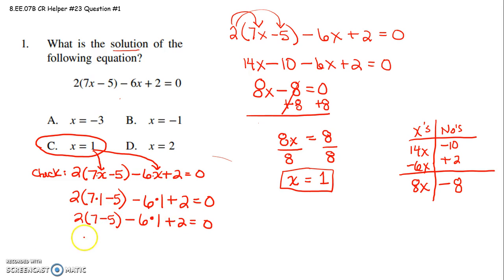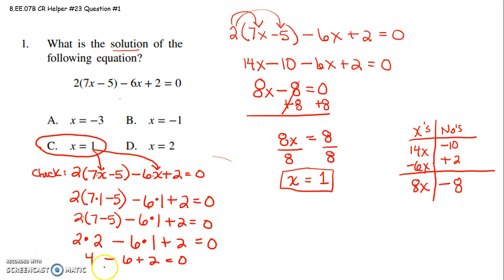Within parentheses, I continue to work. So it's 2 times 7 minus 5 is 2. Those parentheses tell me this operation is multiplication. So I have 2 times 2 minus 6 times 1 plus 2 equals 0. Now I handle any multiplication and division, left to right. 2 times 2 is 4, minus 6 times 1 is 6, plus 2 equals 0.